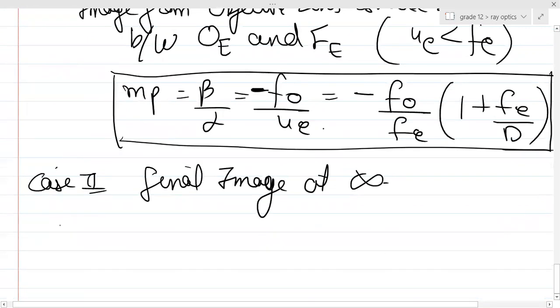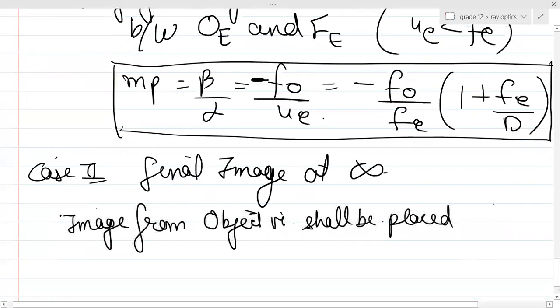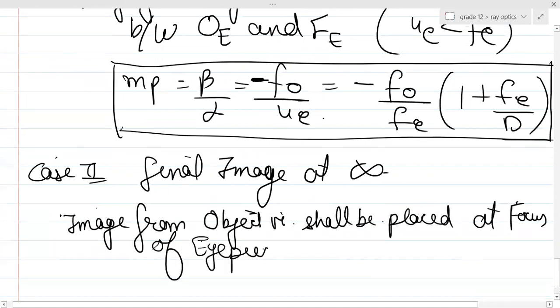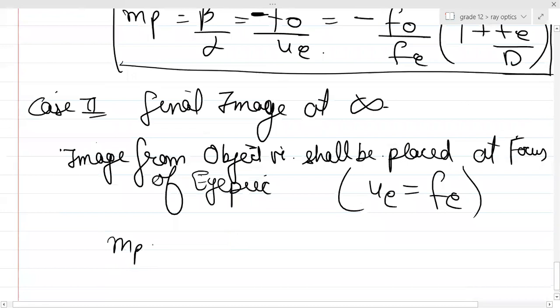Final image at infinity. If the final image is at infinity, then here uE is equal to it. So this is the final formula, guys. I have made you write all these things.